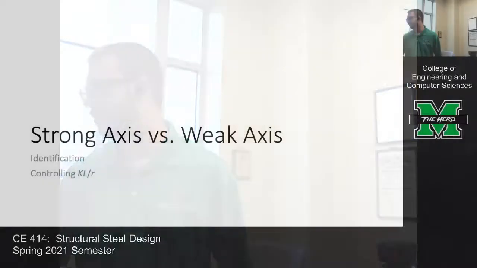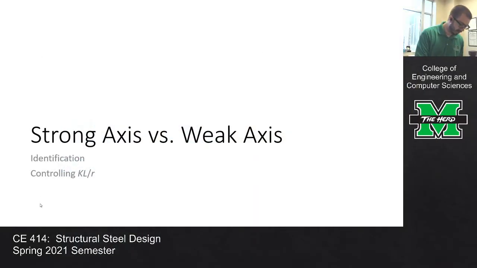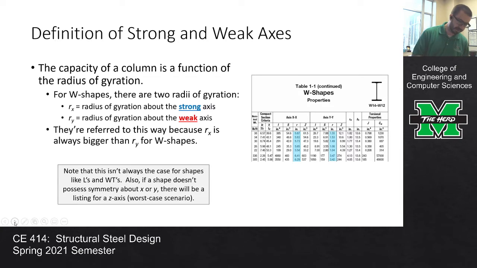There is a reason for that, okay? There is a reason why the section buckles in that fashion, and it's about the values associated with the strong and the weak axis. Let's talk about that. Let me bring my lecture back up. Let's talk about that a bit.